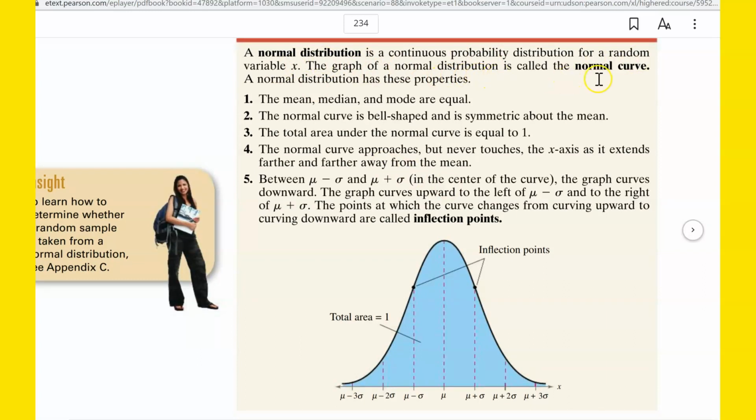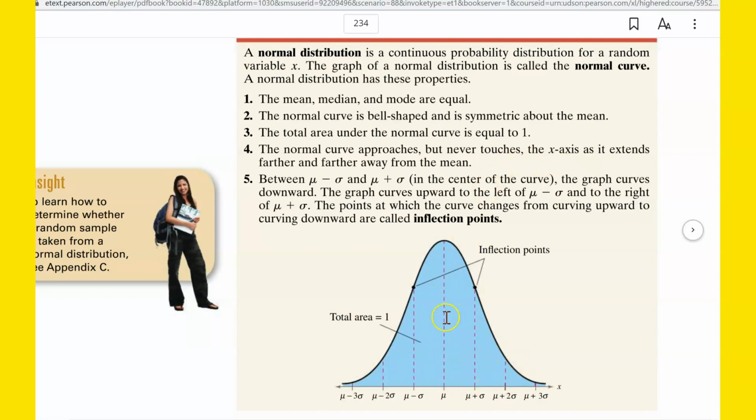The normal distribution is a continuous probability distribution for a random variable x. The graph of a normal distribution is called the normal curve. A normal distribution has these properties. The mean, median, and mode are equal. So the mean would be this center line, the median would be this center line, and the mode would be this center line. The total area under the normal curve is equal to 1. That would be the case for any probability distribution. The total area under that probability distribution curve would be equal to 1.